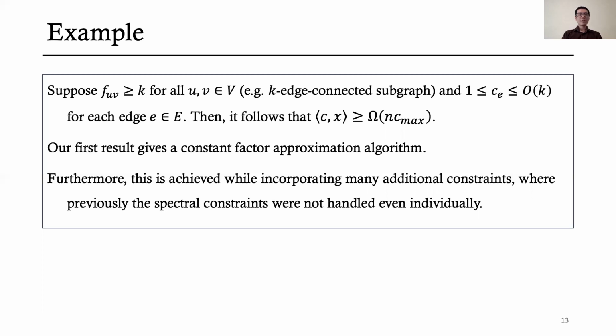We remark that even in this simple restricted survivable network design setting, we don't know how to achieve constant approximation without using Jain's iterative rounding technique. And note that, importantly, we achieve this constant approximation while incorporating many other additional constraints, where each of these individual spectral constraints was hard to handle previously.